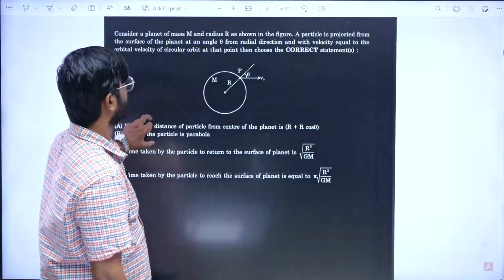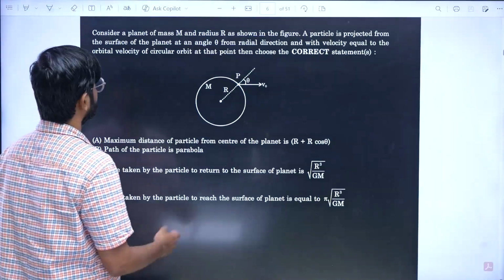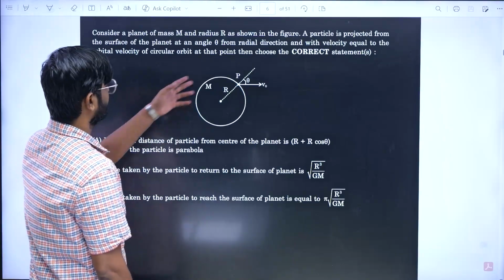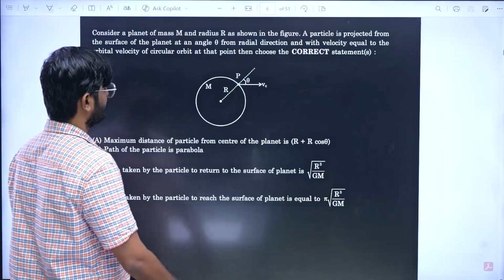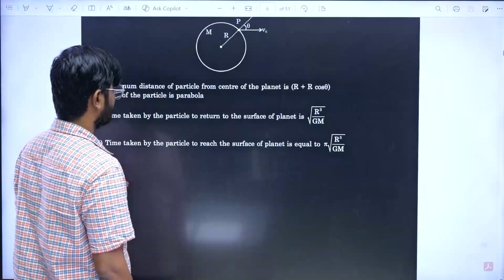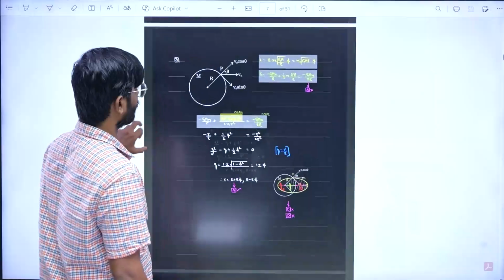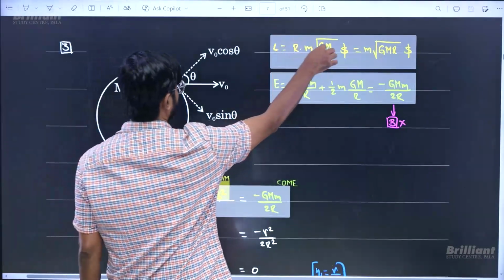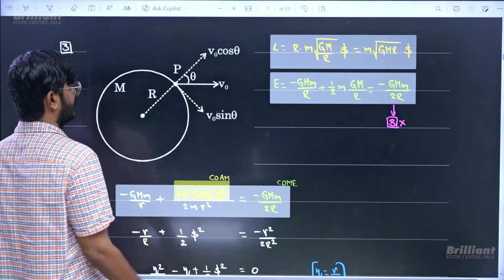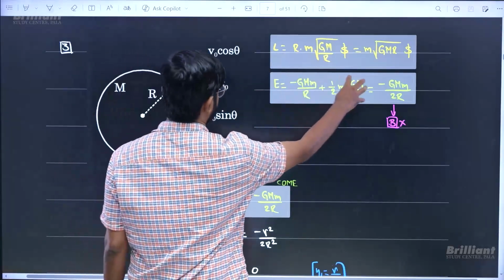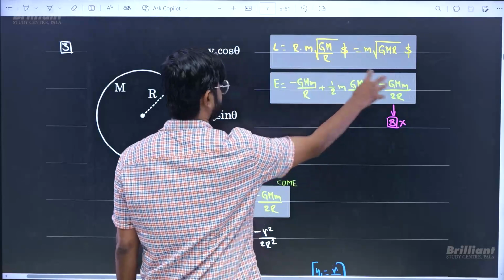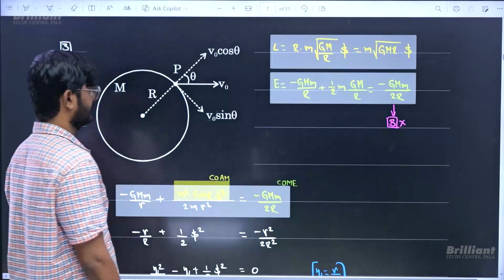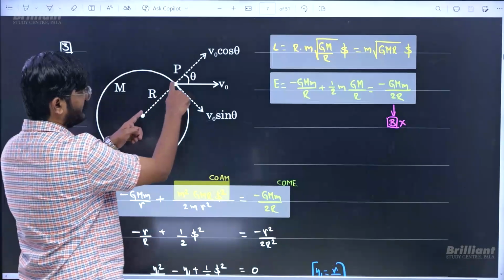Consider a planet of mass m and radius r as shown in the figure. A particle is projected from the surface of the planet at an angle theta from the radial direction with velocity equal to the orbital velocity of circular orbit at that point. So velocity is root of GM by r. Then they were asking a couple of questions. So you can say about this point, initially angular momentum is this much, where velocity is this much, and initially potential energy is this much, kinetic energy is this much, total energy is this much. From there you will understand it is a bounded elliptical orbit where the major axis is 2r in length. Now it is going to be an ellipse, something like this.